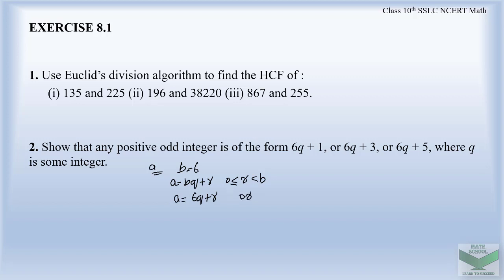and r can be greater than or equal to 0 and less than 6. So r value will be 0, 1, 2, 3, 4, 5. Substitute this value in the equation you got after applying Euclid's division algorithm. Then you get some values of a. In those values of a which you have obtained, you should determine the positive odd integers. If it is divisible by 2, it will be a positive even integer. If it is not, then it is a positive odd integer.